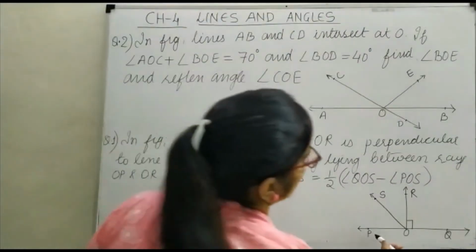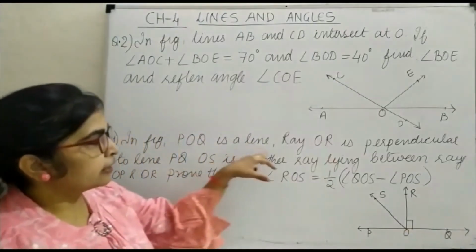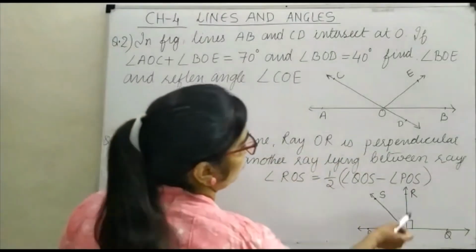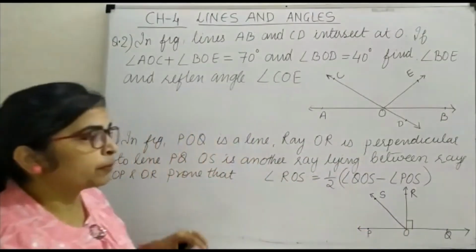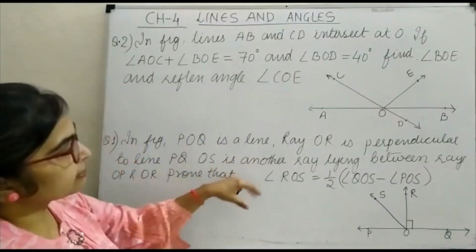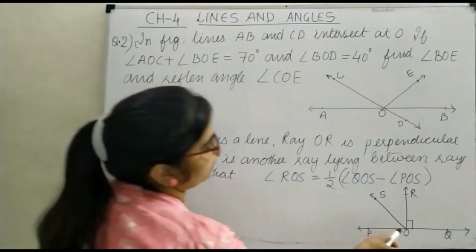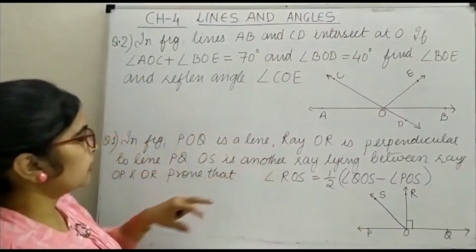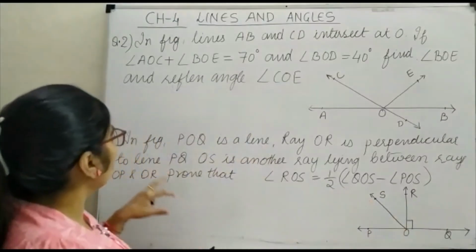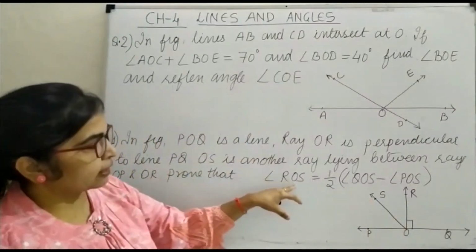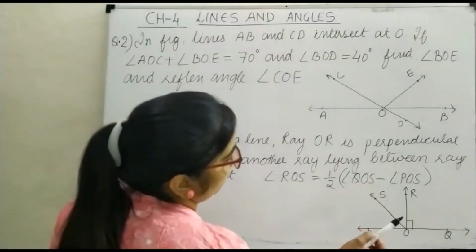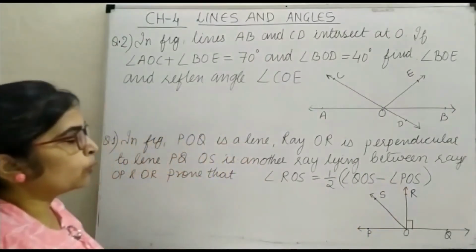आपके फिगर में आप देख सकते हैं POQ लाइन है. Ray OR is perpendicular to line PQ. ये जो आपका OR है वो PQ पे perpendicular. Perpendicular means it is making an angle of 90 degree. Then OS is another ray. You can see here OS is another ray lying between the ray OP and OR. Prove that, हमें ये प्रूव करना है, angle ROS is equal to half of angle QOS minus angle POS.